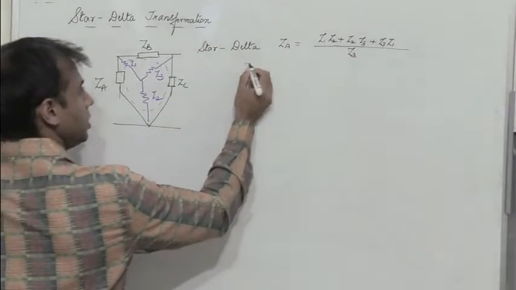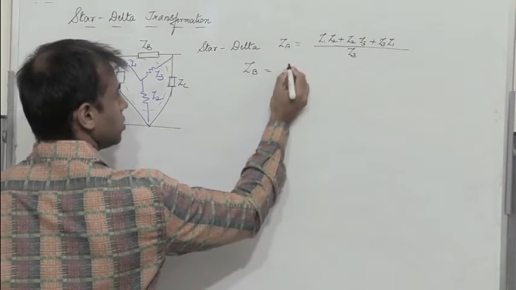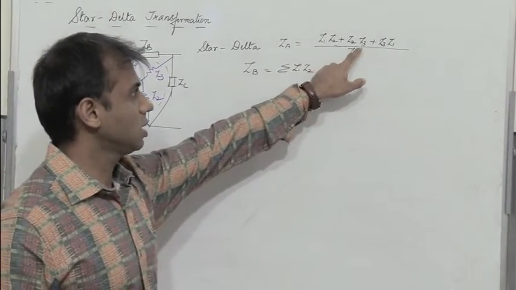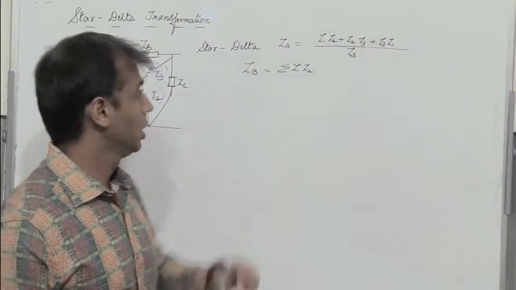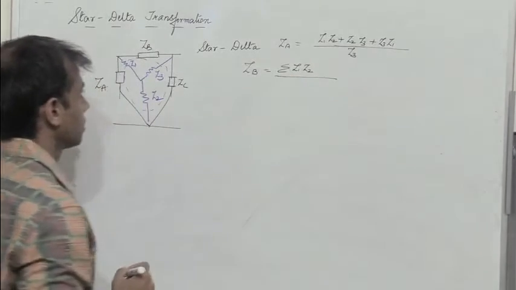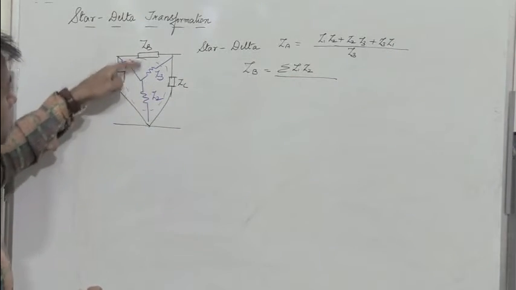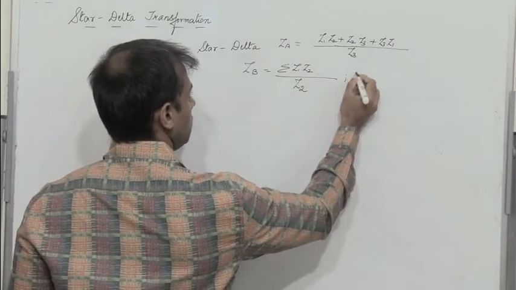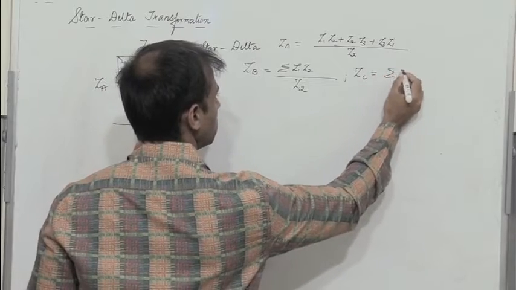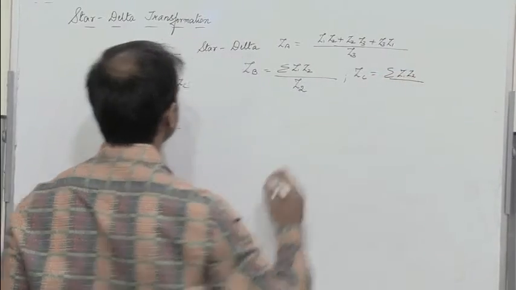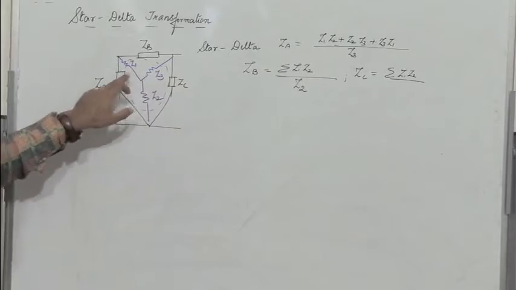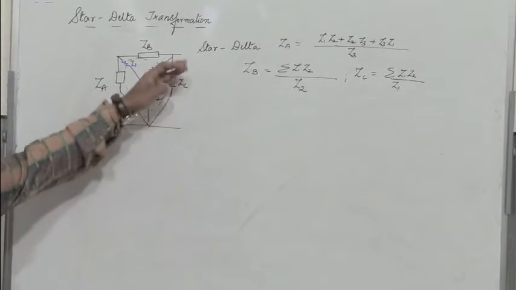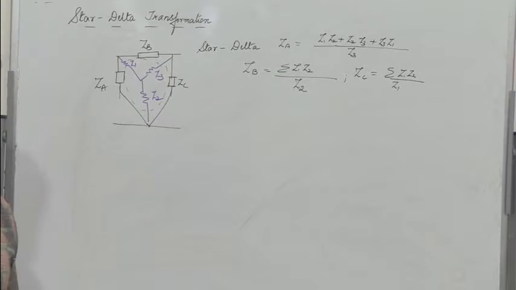Right? So similarly, what is ZB? So ZB is going to be the summation Z1 Z2, which is nothing but Z1 Z2 plus Z2 Z3 plus Z3 Z1, divided by the impedance which is just opposite to ZB, which is Z2. And then we have ZC, which is going to be again the summation Z1 Z2, divided by the impedance opposite to ZC, which would be Z1. So using these three expressions, I can convert any star network to a delta network.